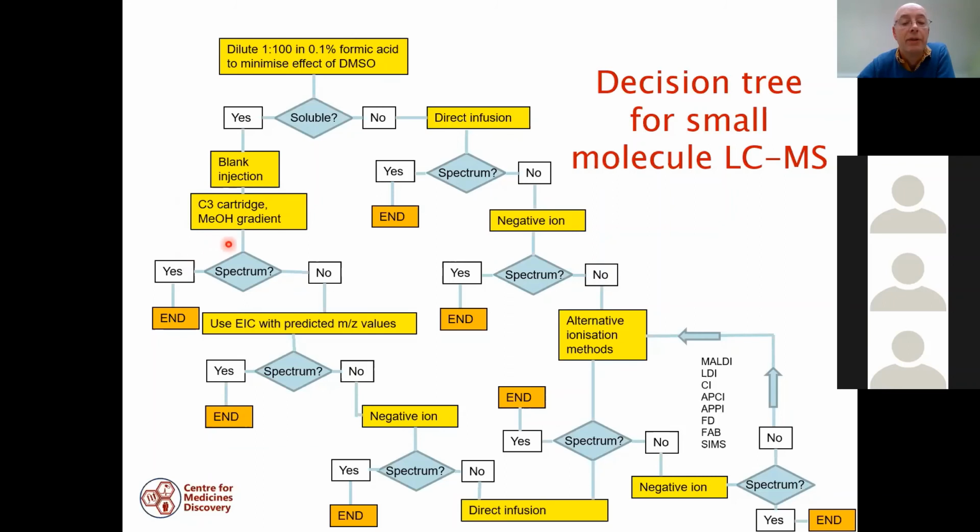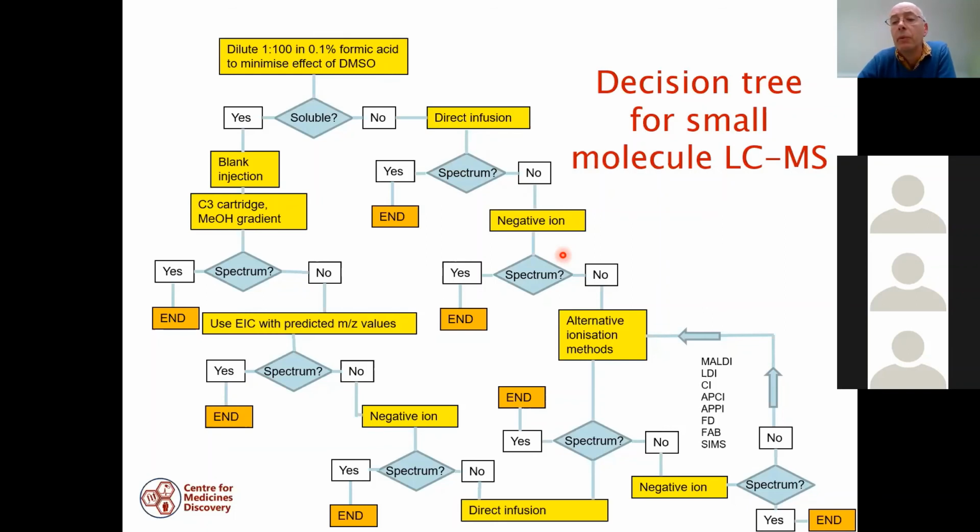If you get your spectrum, that's great. If you don't see that, you can use the extracted ion chromatogram. You can predict mass to charge values and see if you can see that. If you're not seeing anything, you can switch the mode to negative ion and then try that. If your compound is not soluble in the chosen solvent, you can try a different solvent. It must be mass spec compatible, but you can try direct infusion. If you're not getting anything, you could try negative ion. If you're still not getting anything, then I would move to alternative ionization methods.